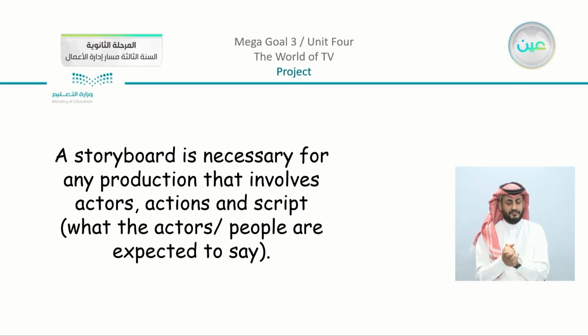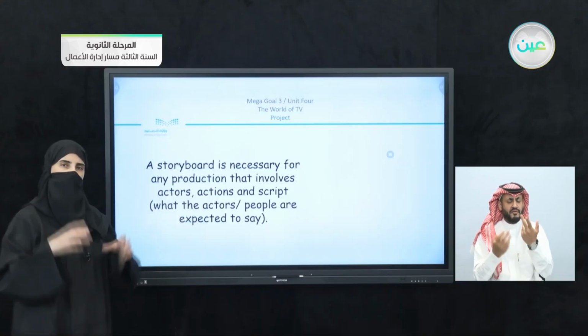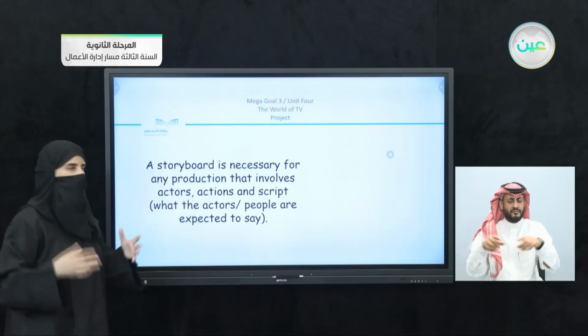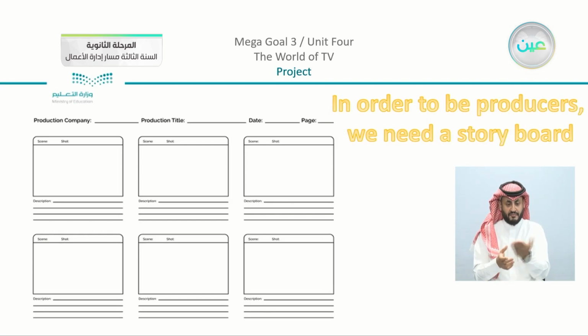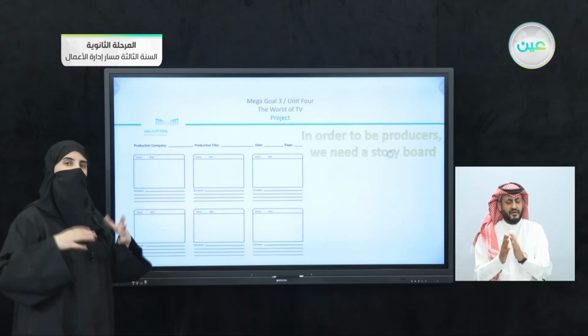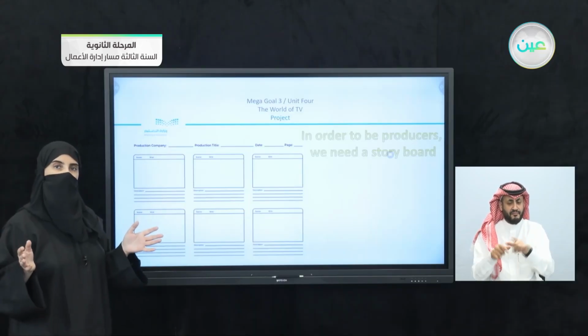Now, first of all, we are going to learn what is a storyboard. Now, you can just see the picture. If you would like that, I can just go back to the picture here. And you can see that we have here different boxes, and there are lines below the boxes here. Now, there is something above. We have here the production company, production title, the date, and page. Now, this is just an example for a storyboard.